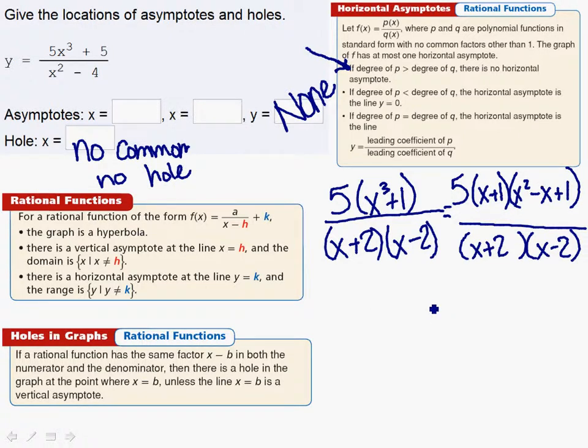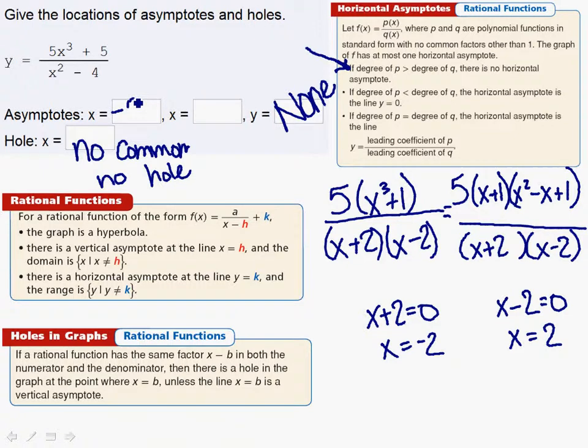However, when we look at the denominator, when we set each of these factors equal to 0, that is going to identify our vertical asymptotes. So when x plus 2 equals 0, x equals negative 2. And when our other factor, x minus 2, equals 0, x equals 2. So there are two vertical asymptotes, one at x equals negative 2 and one at x equals 2.